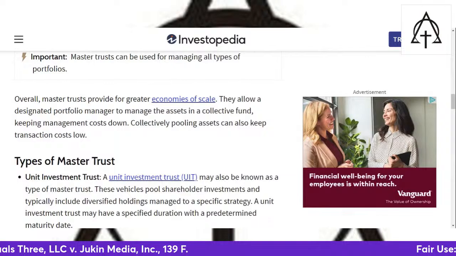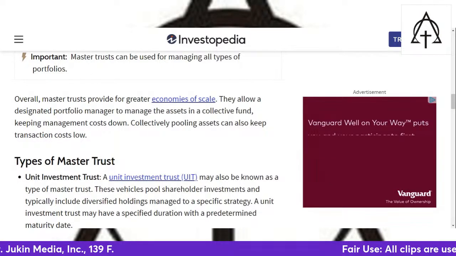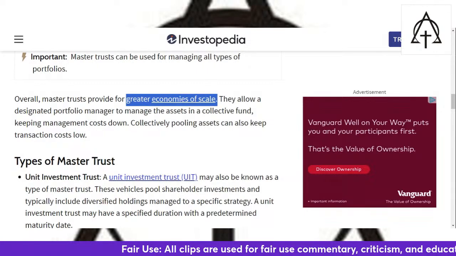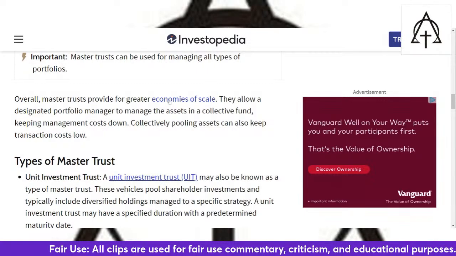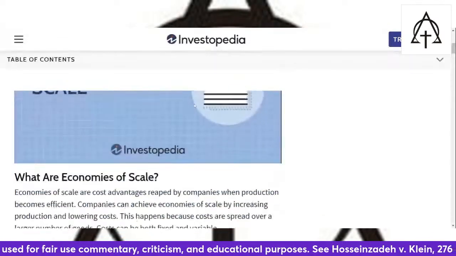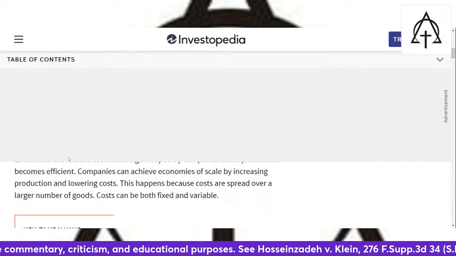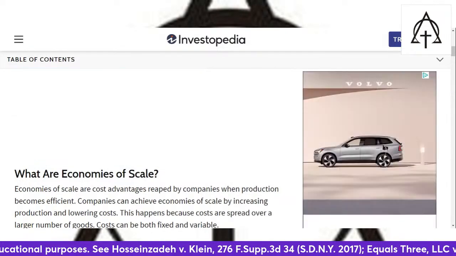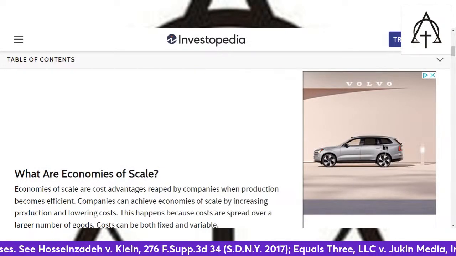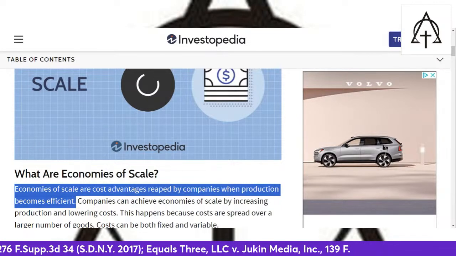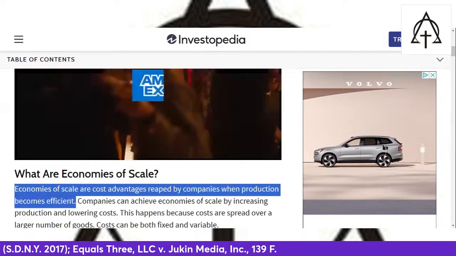Master trusts can be used for managing all types of portfolios. Overall, master trusts provide for greater economies of scale. Economies of scale are cost advantages reaped by companies when production becomes efficient. So this is saying the higher expenses are on the shoulders of the little guy.